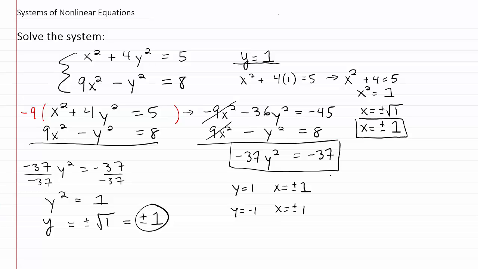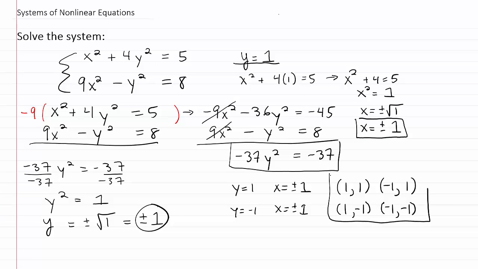So we actually end up having the following solutions. When x is 1, y is 1. When x is -1, y is 1. Down here, we can pair them up by saying when x is 1, y is -1. And when x is -1, y is -1. So it looks like at all 4 places, we have a solution to the system.